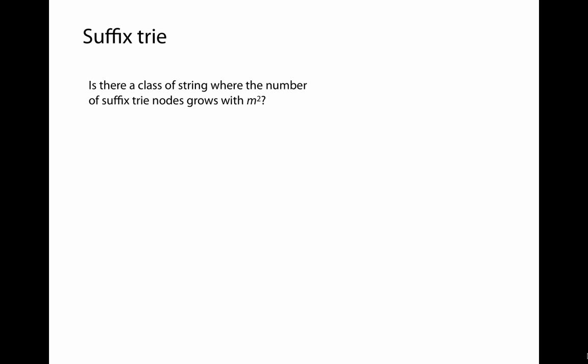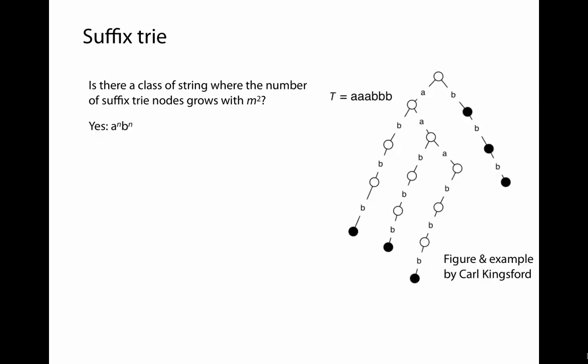Next, we might ask whether there's a class of strings where the number of suffix trie nodes grows with the square of the length of the string, grows with m squared. And yes, one example would be strings of the form a to the n, b to the n, or n a's strung together followed by n b's strung together. Over at the right-hand side is a figure showing a suffix trie for the string t equals AAABBB. The $ has been left off in this case. But it makes it easy to count up the types of nodes that would be in a suffix trie for a string of this form.